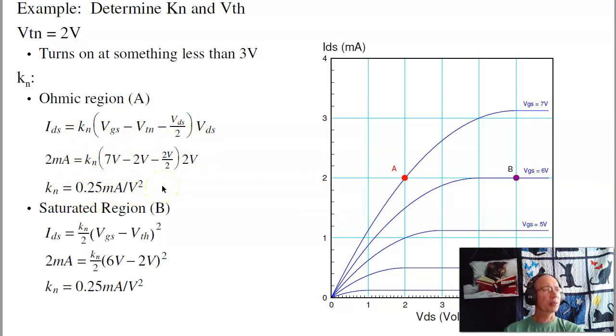per volt squared. I could also pick a point in the saturated region. In the saturated region, the current is related to volt squared. IDS is 2 milliamps. VDS, I don't care, it's not in the equation. VGS is 6 volts, and again, V turn on is 2 volts. Gives you, again, 0.25 milliamps per volt squared. So it shouldn't really matter which point you pick. Pick a point, throw in the numbers, I should get the same answer. So that's finding the parameters for a MOSFET given the graph.